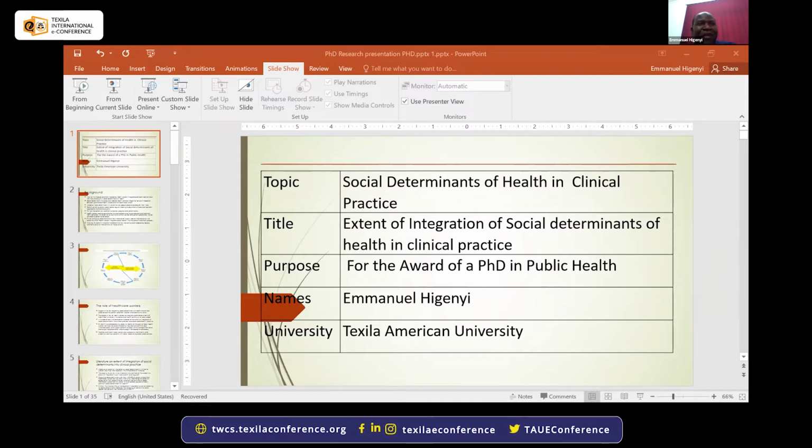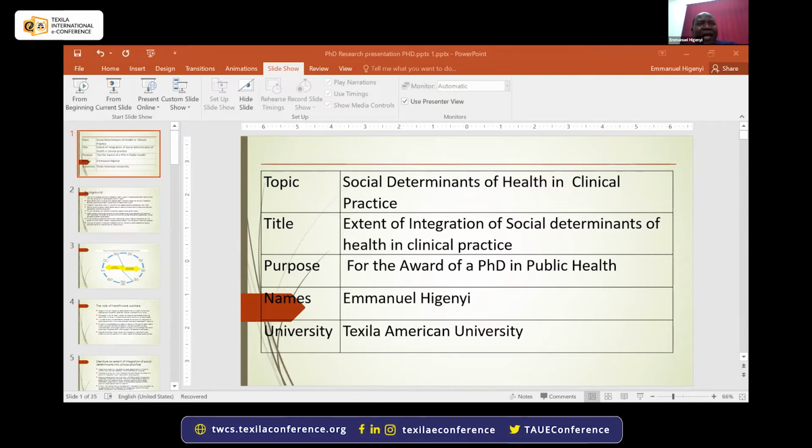Although social determinants have been talked about widely in areas of general macroeconomics and so on, integration in clinical practice is an emerging area. It's important to know the extent to which health workers integrate the determinants into clinical practice so that we can come up with measures to improve the integration.